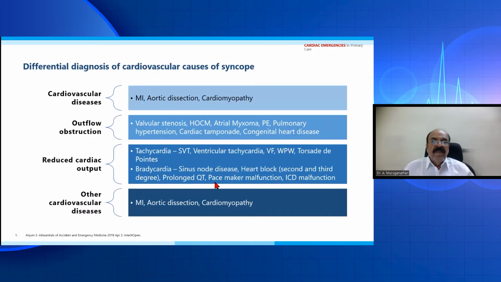Differential diagnosis: cardiovascular causes are myocardial infarction, aortic dissection, cardiomyopathy. It can be outflow obstruction like valvular stenosis, hypertrophic obstructive cardiomyopathy, atrial myxoma, pulmonary embolism, pulmonary hypertension, cardiac tamponade, congenital heart disease. It can be reduced cardiac output, maybe tachycardia, SVT, ventricular tachycardia, ventricular fibrillation, Wolff-Parkinson-White syndrome. Bradycardia may be sinus node disease, heart block, second or third degree heart block, prolonged QT, pacemaker malfunction, ICD malfunction. Other cardiovascular causes are aortic dissection, MI, and cardiomyopathy.